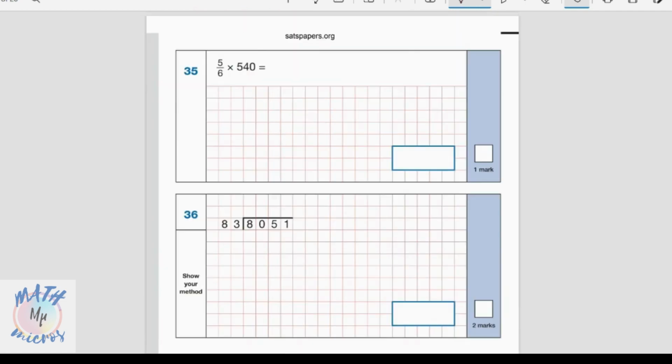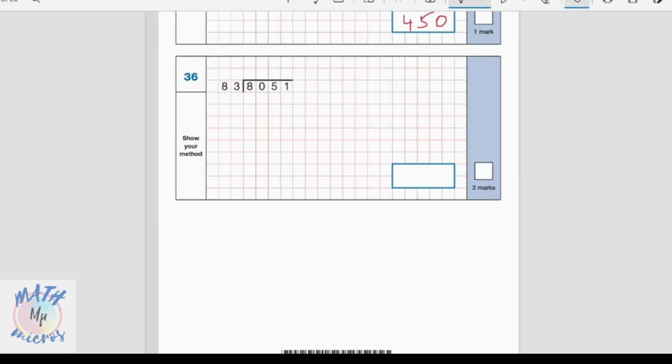35th question, 5 by 6 times 540. So this one you can do straight away. 1 times 6 is 6 and what times 6 is 54? 9 times 6 is 54. All right. So what you are left with is 5 times 90. So 9 times 5 is 45 and you put the 0. So the answer is 450.